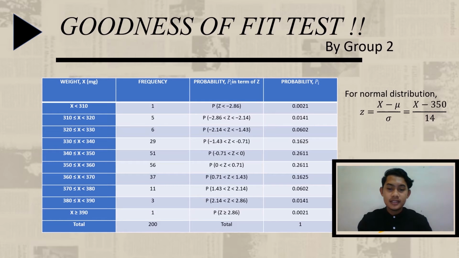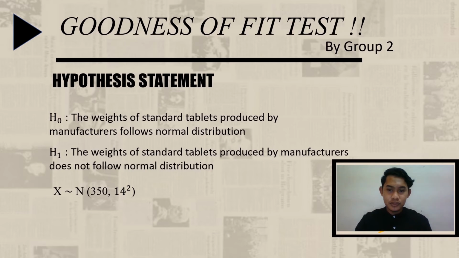The data was collected from less than 310 until greater than 390. By using the equation, we are able to find the value of probability, and the sum of all the values is 1. Next is the hypothesis. H0 is that the weight of the standard tablet produced by the manufacturer follows the normal distribution. And for H1, the weight of the standard tablet produced by the manufacturer does not follow the normal distribution. The given mean and standard deviation are 350 and 14 respectively.